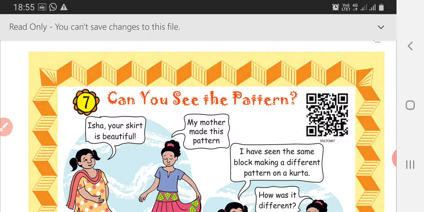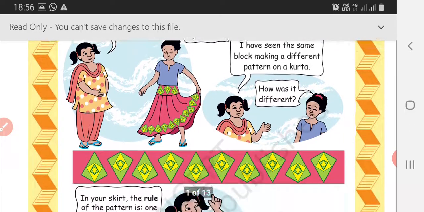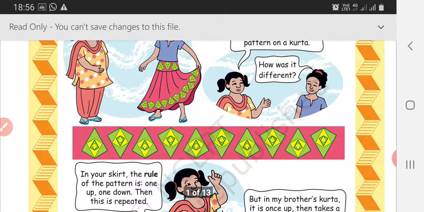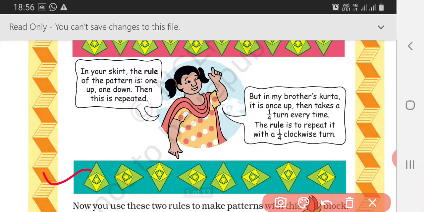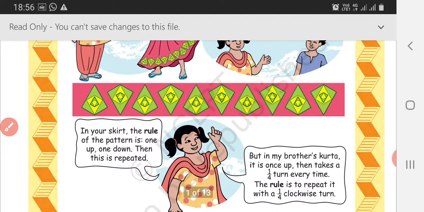Can you see the pattern? Through this lesson we will learn about different types of pattern like number pattern, alphabet pattern and different shape patterns also. Here the pattern of skirt is given here and another pattern also here. What is the difference between these two patterns?